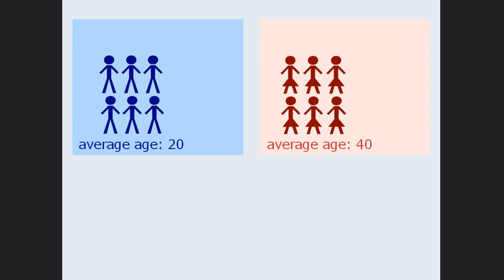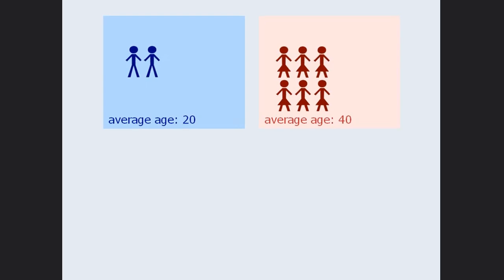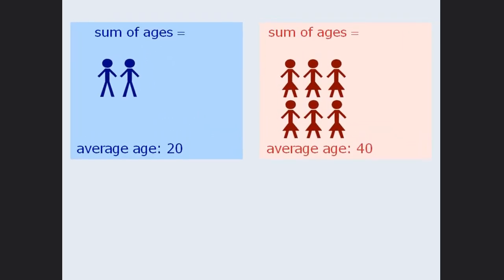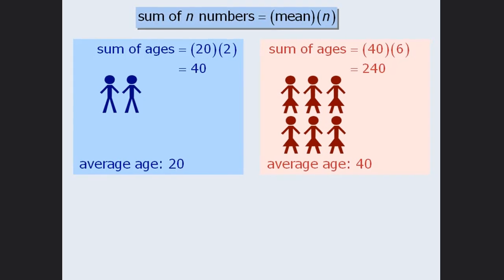Let's keep the average ages of the men and women at 20 and 40 respectively, but let's remove 4 of the men. Now, if we combine the two groups, what will be the average age of the combined population? To determine this, let's take the two original groups and find the sum of their ages. Once again, we will apply this formula. For the men, the average age is 20, and there are now 2 men, so the sum of their ages will be 20 times 2, which is 40. When we apply the same formula to the women, we see that the sum of their ages is 240.